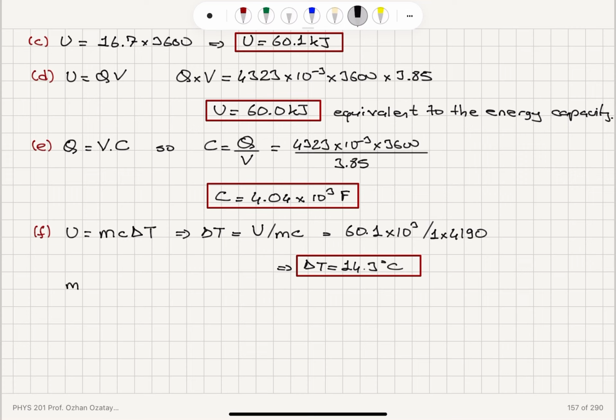Now here, mass of the water is density of the water multiplied by its volume. So the density of water is 1000 kilograms per meter cube, and the volume is 1 liter, and 10 to minus 3 meter cube is 1 liter. So this is basically 1 kilogram. So note that 1 meter cube is 1000 liters. So that's how I convert the units.